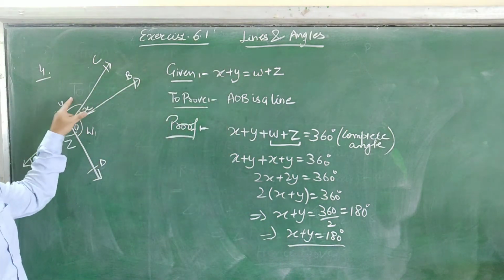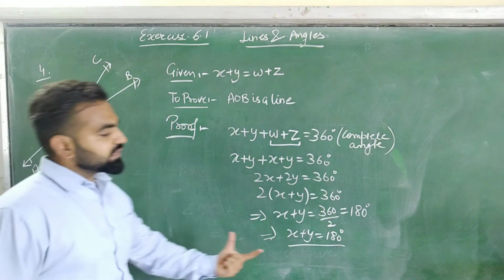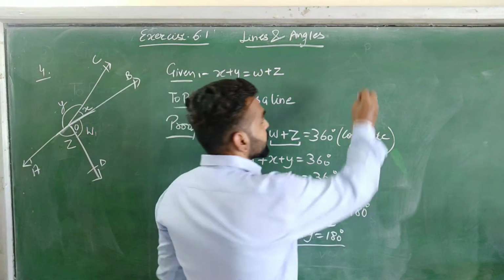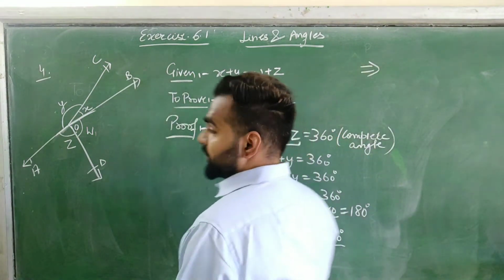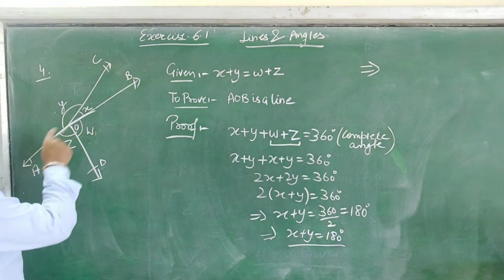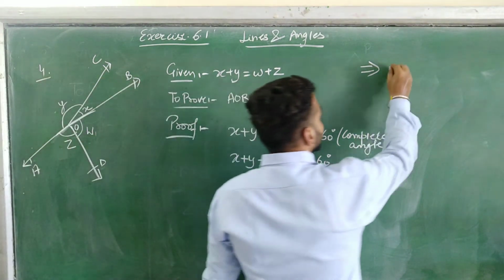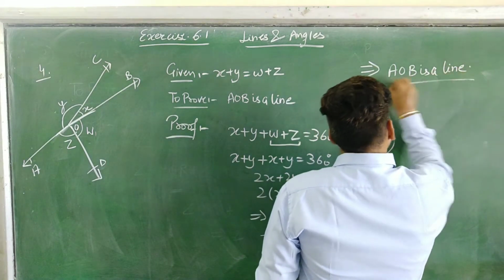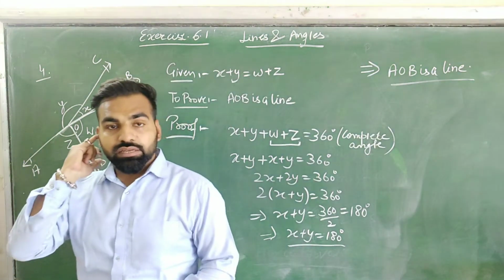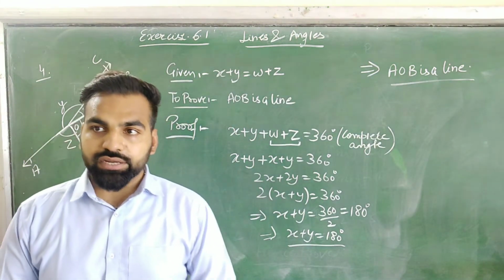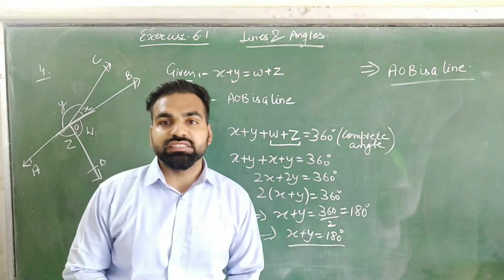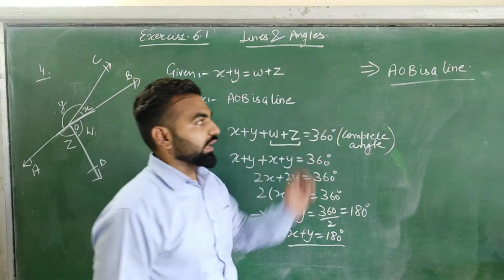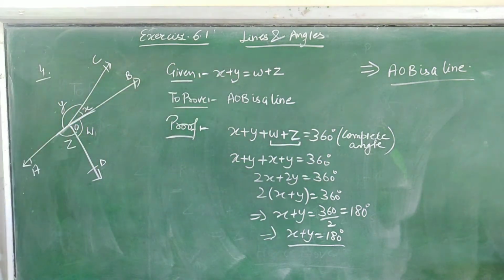And we can see that X and Y are adjacent angles, and if the sum of adjacent angles is 180, then we can say that the given line is a straight line. So therefore, see, X and Y lie on which line? AOB. So we can say that AOB is a line. I am repeating, if it is given that it is a line, then the sum of adjacent angles is 180. And in case we get the sum of adjacent angles 180, then we can say that it is a line. So this was question number 4.